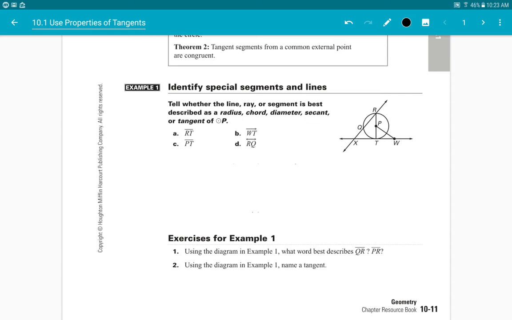All right, so here's an example. It's just identifying some special segments and lines. So let's look at A. It says tell whether the line, ray, or segment is best described as a radius, chord, diameter, secant, or tangent of circle P. The notation for a circle is always going to be the circle symbol with a dot and the capital letter for the center of the circle. So if you look at the circle, the center is P, so that is the correct notation to use for a circle. So RT, it's definitely going to be a chord, but this chord has the center on it, so A is going to be the diameter.